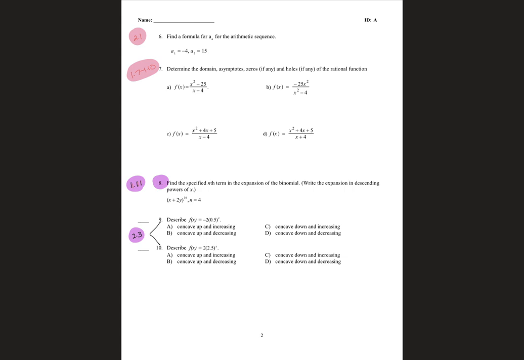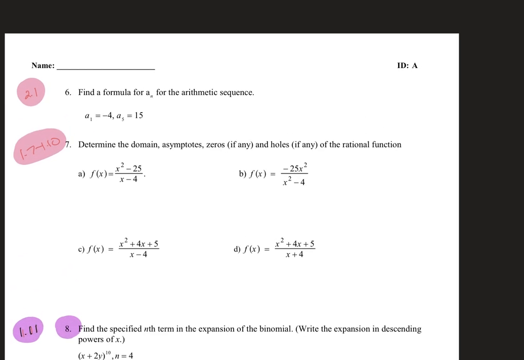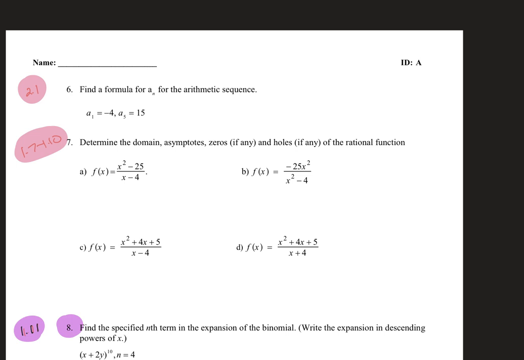All right, 6 is your arithmetic sequence. That was in 2.1. 7 includes holes, asymptotes, domain, and zeros, and that literally went from 1.7 to 1.10. This will be a big chunk. Like on the AP, they love the asymptotes. They love asking about the asymptotes. They love asking about the holes. So a review of this content is super important.